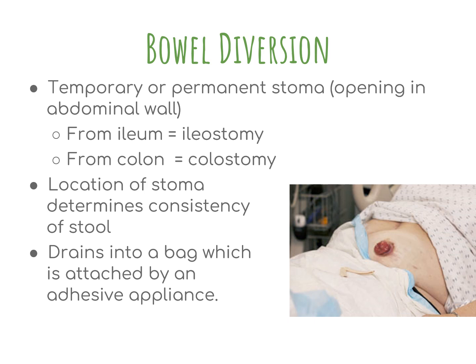A bowel diversion is a temporary or permanent stoma. So this is an opening in the abdominal wall. If there's a stoma at the ileum, this is called an ileostomy. And if there's a stoma from the colon, it's called a colostomy. People have bowel diversions for reasons such as cancer, inflammatory bowel disease, obstruction, as well as abdominal wounds.